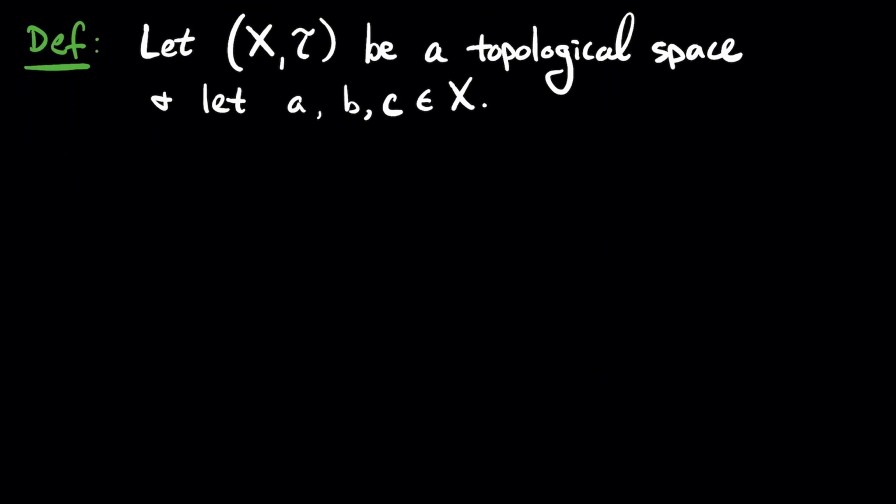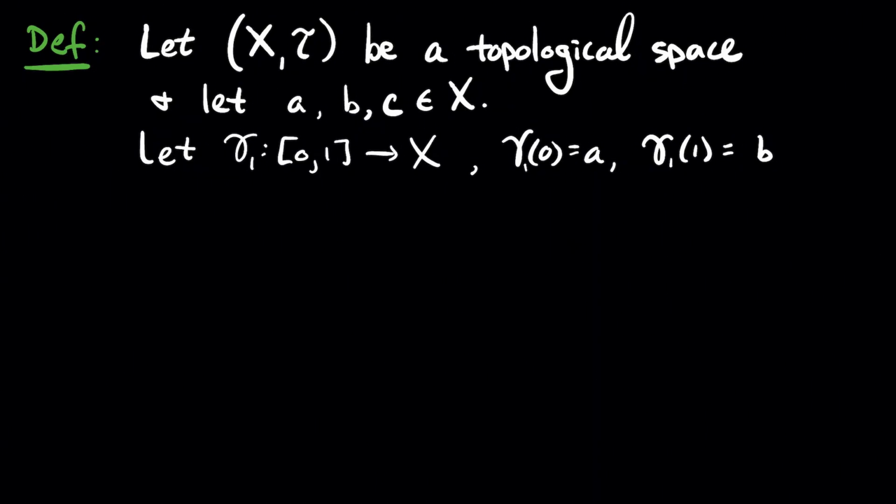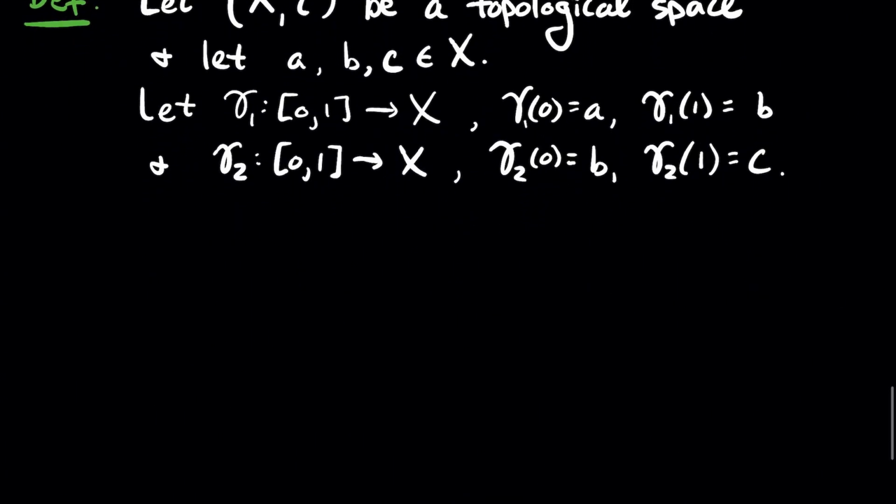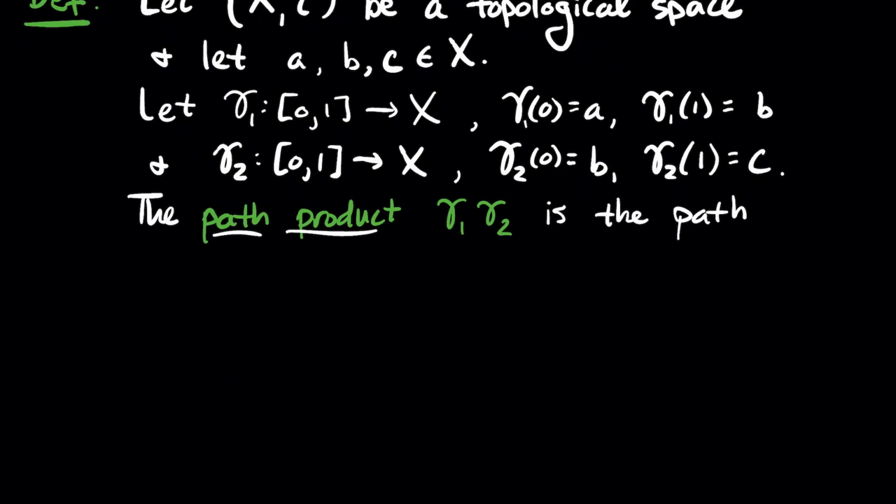So let X be our topological space with topology T, and let's let A, B, and C be points in our topological space. Let's say we've got a path gamma 1 from A to B. Let's say we've got another path gamma 2 from B to C. So notice that gamma 1 ends where gamma 2 begins. So it makes sense to concatenate them in your mind intuitively. So the path product, we're going to call it just gamma 1 gamma 2. We're not going to put a symbol between them.